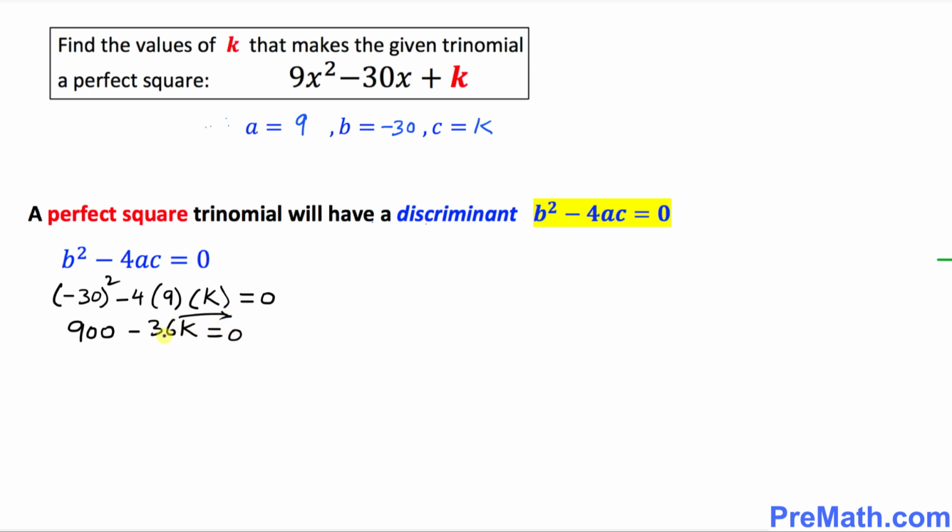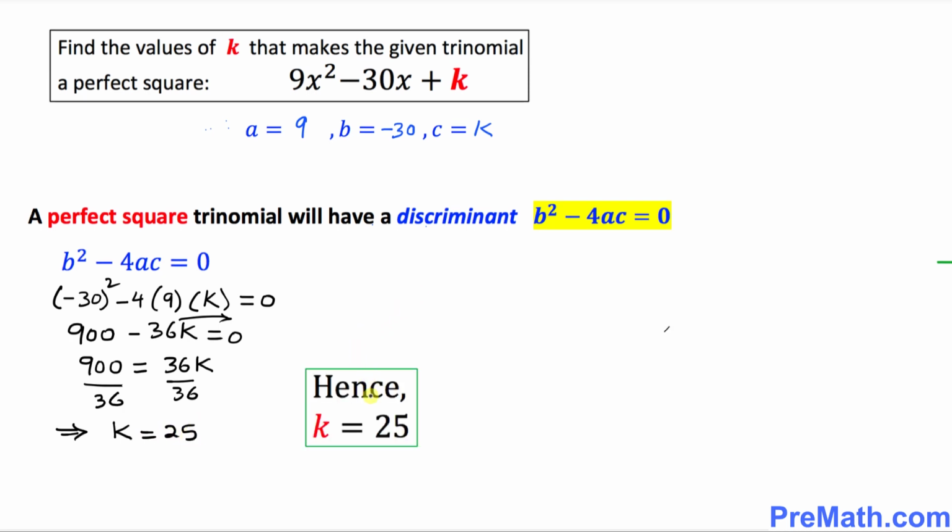Let's move this 36k to the other side. So this simply becomes 900 equal to positive 36k. Let's isolate k by dividing both sides by 36. So that means k turns out to be simply 25. So thus our k value turns out to be 25, and that is our answer.